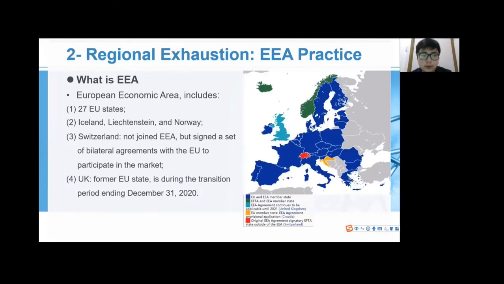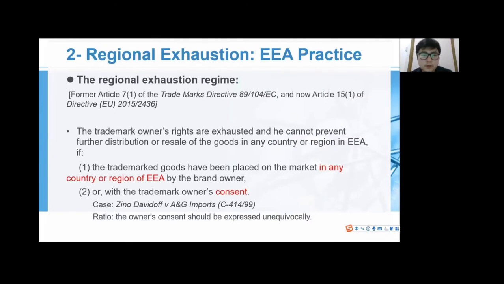Briefly, what we call the European Economic Area includes all member states of the European Union, plus Iceland, Liechtenstein, Norway, and Switzerland. Also, the United Kingdom is still in the region at least until the end of this year. For regional exhaustion, the general presumption is that if the trademark owner has sold his product in any one country of the European Economic Area, his right derived from the trademark will be exhausted within the rest of the area, and the owner has no power to interfere with the subsequent distribution of his goods.